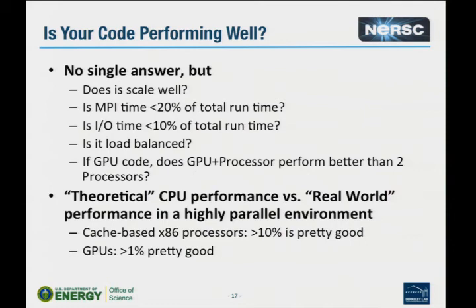And then these numbers are just not totally arbitrary, but somewhat arbitrary. But you can ask yourself things like, is my MPI time less than 20% of my total runtime? I mean, is that good or is that bad? I don't know, but certainly 80% would be bad, right? 50% would probably be bad. You want to spend as much time doing calculations as opposed to just moving data around as you can.